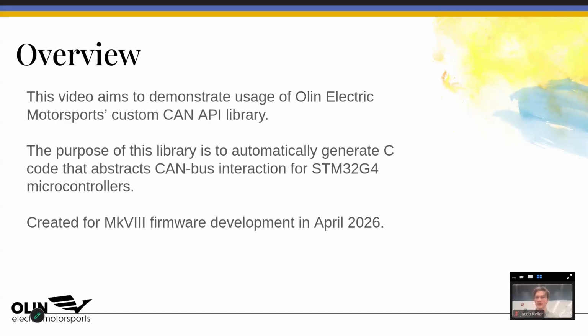So to begin, our CAN library is designed to automatically generate C code that abstracts CAN bus interaction for our STM32 G4 microcontrollers. The reason our team has this library is that some of the nitty-gritty peripheral code for interacting with the CAN bus is repeated across many files. So we have chosen to streamline it by moving it to one place.